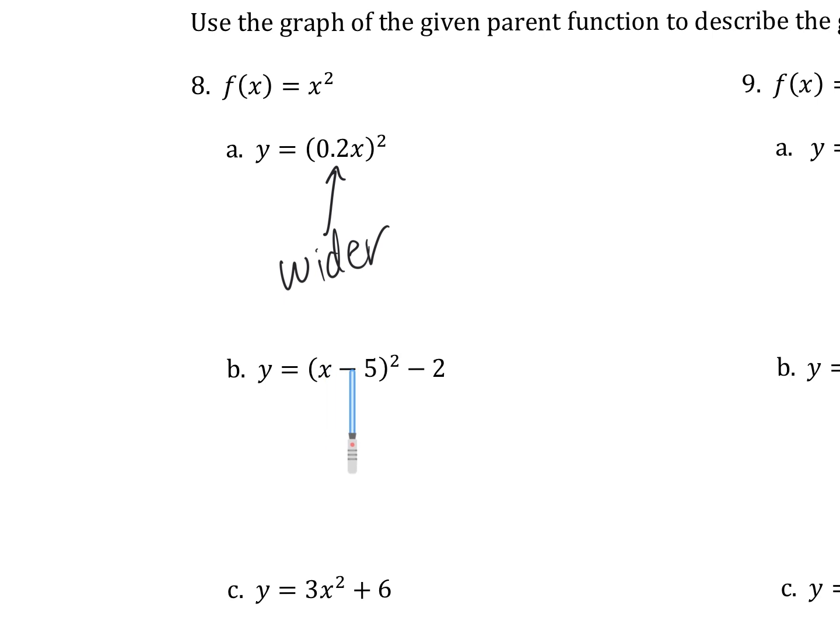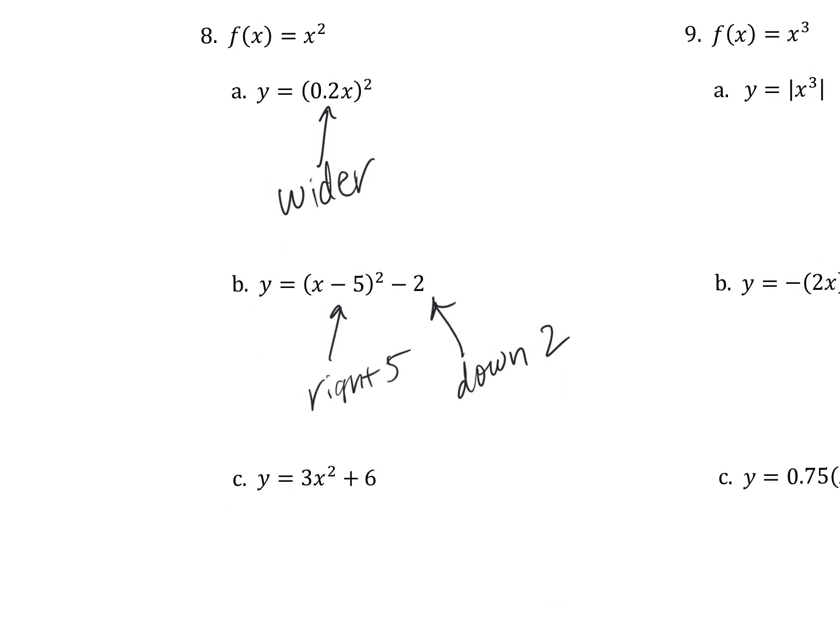What's going to happen in these parentheses if I did -5 and then a -2? Where's this shifting it? Right how many? Right 5 and then down 2. Let's go double check. If I did x minus 5 and I square it and then I do -2, does it look like the origin went right 5, 1, 2, 3, 4, 5, and down 2? It's the same U, they just shifted it.